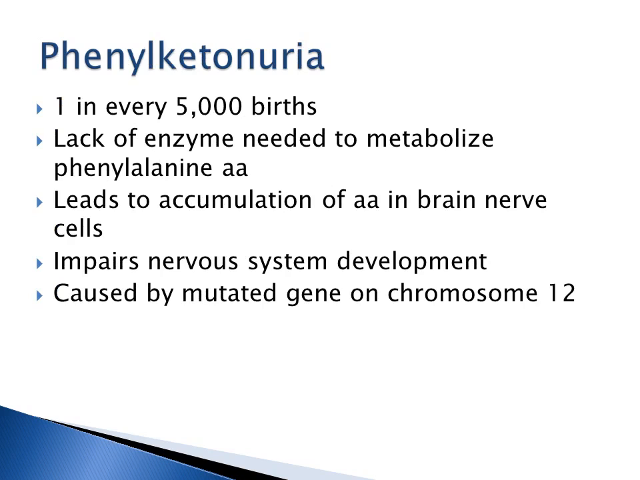And phenylketonuria, this happens in 1 in every 5,000 births, and there's a lack of an enzyme that's needed to metabolize the amino acid phenylalanine. This leads to the accumulation of the amino acid phenylalanine in brain nerve cells. So it impairs nervous system development, and this is caused by a mutated gene on chromosome 12.